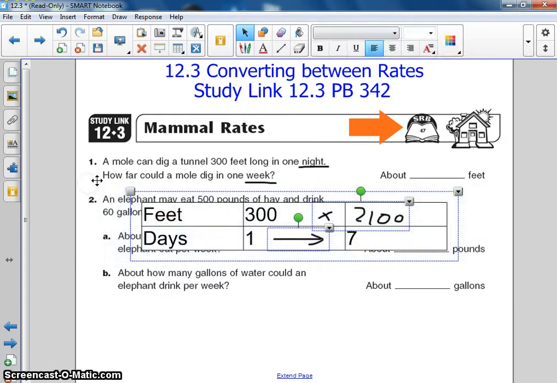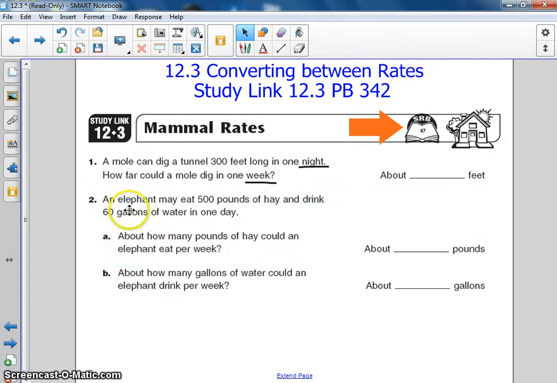I hope that makes sense of how we can do that. How about this one? An elephant may eat 500 pounds of hay and drink 60 gallons of water in 1 day. We have two different rates here. We have 500 pounds in 1 day, and we have 60 gallons in 1 day. So about how many pounds of hay could an elephant eat in a week? Well, try it up here.